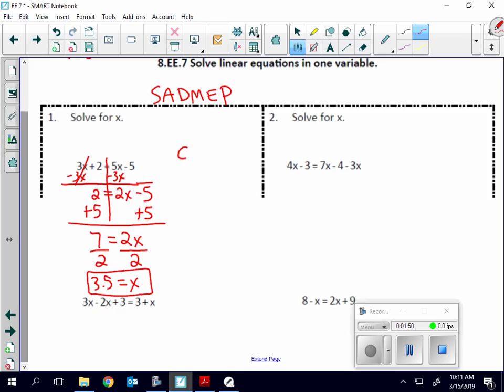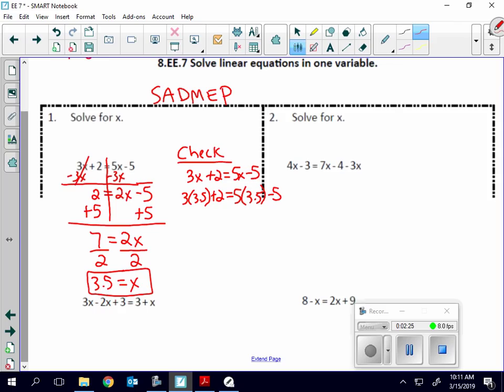Then we will check by plugging that 3.5 in. For checking, we're going to rewrite the original equation. 3x plus 2 equals 5x minus 5. And then, of course, we plug in our x. So 3 times 3.5 plus 2, we're seeing if that equals 5 times 3.5 minus 5.